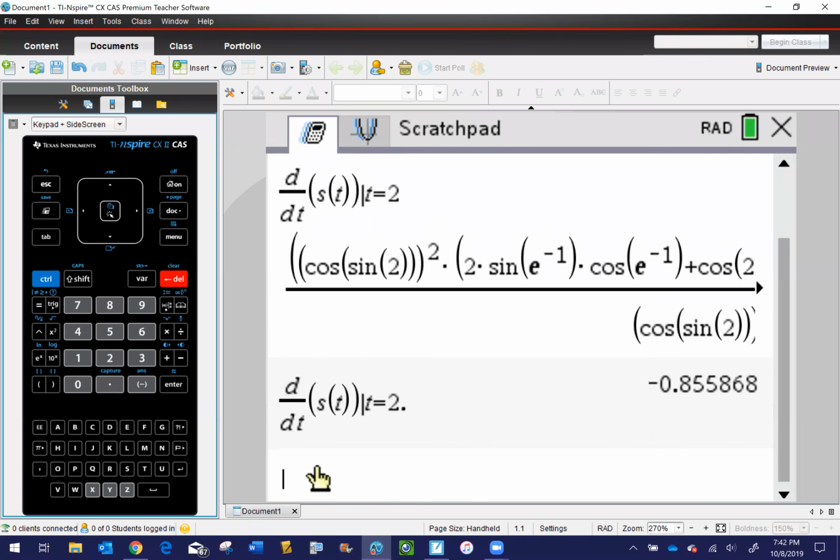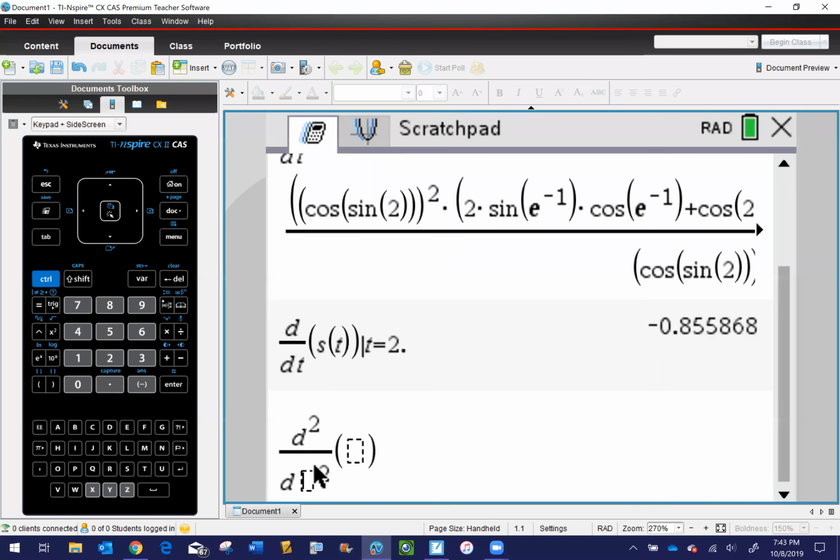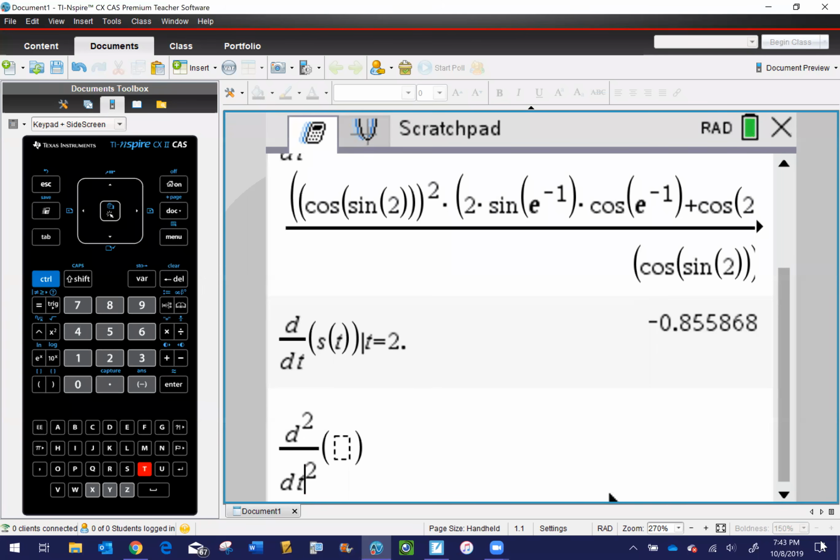So if you go to the math template, which we don't use a lot for derivatives because let's face it, it's a lot quicker to do shift minus, isn't it? But they do the same thing. If you move over to the right just a little bit, that's the second derivative notation, and it's already spelled out for you, right? So you can put your t there, and then you can get your s of t, because this is going to actually do the acceleration now, right?